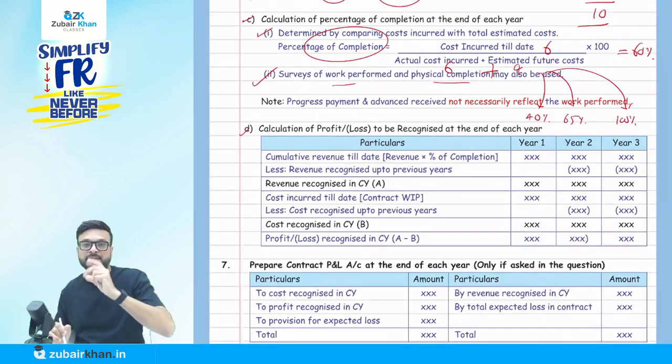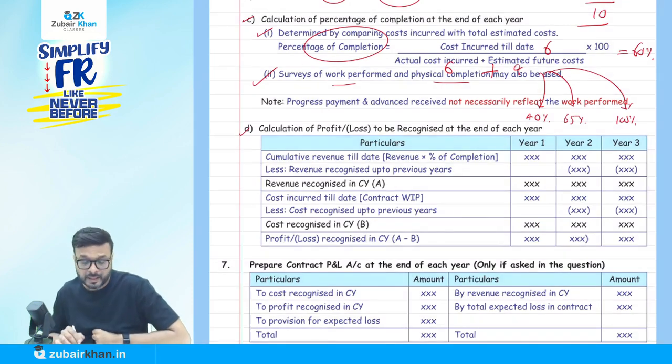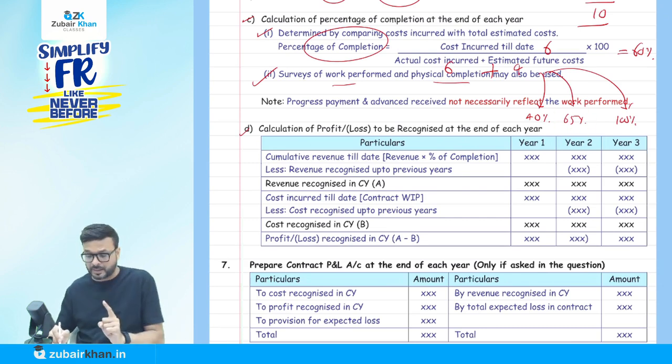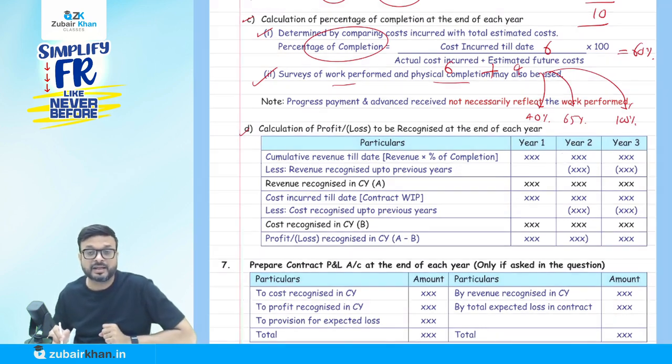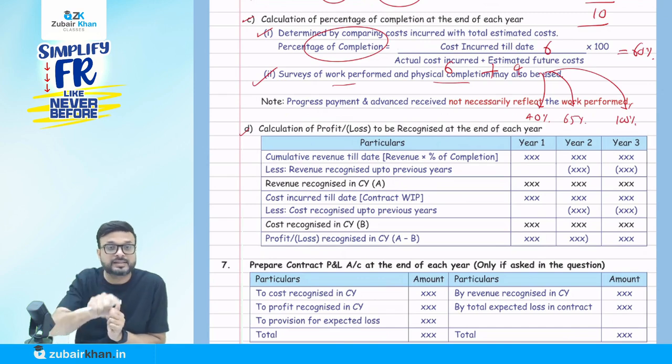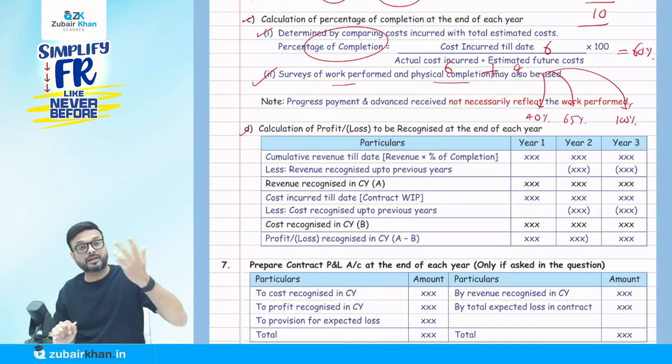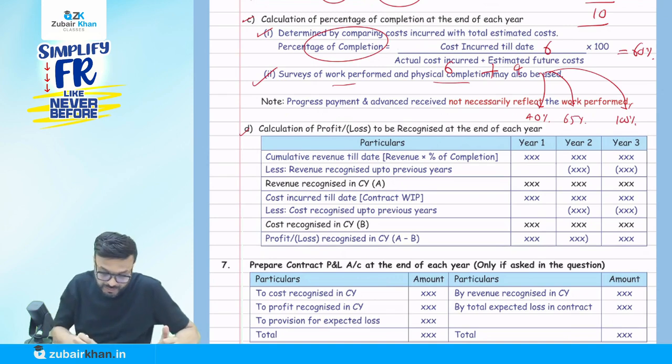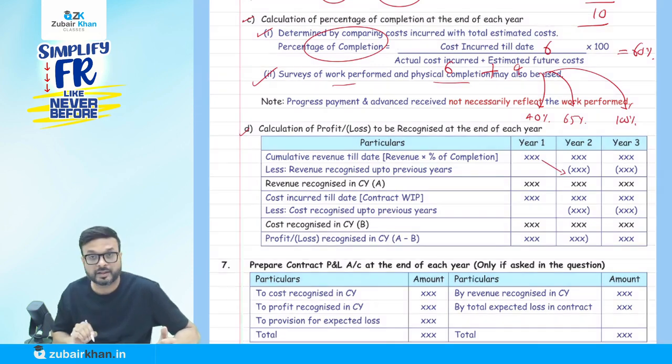Now the twist will come in the second year. Here, when I say the total revenue multiplied by the percentage of completion, I am multiplying the total revenue with the 65%. That 65% is not the revenue for the first year only; it is the revenue for the first and second year. If we want the revenue for the second year only, we have to deduct the revenue of the first year. So this revenue will be deducted for the first year here.